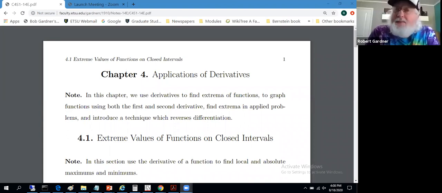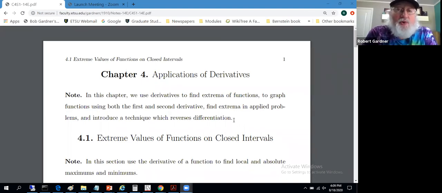On to Chapter 4, Applications of Derivatives. This section is largely devoted to graphing, but there are some other side topics we'll deal with. We'll use derivatives to find extrema of functions, maxes and mins, to graph functions, big time, using both first and second derivative information, find extrema in applied problems, max-min problems, and introduce a little technique that reverses differentiation.